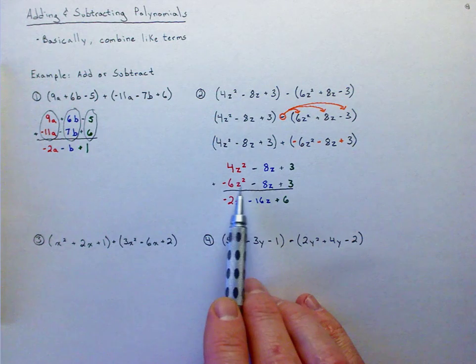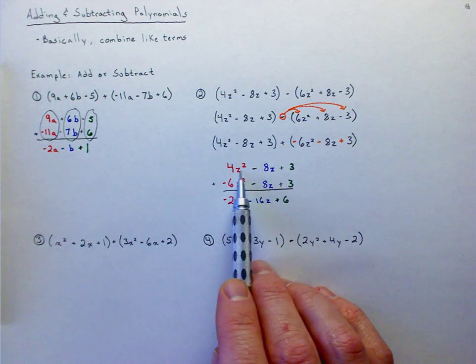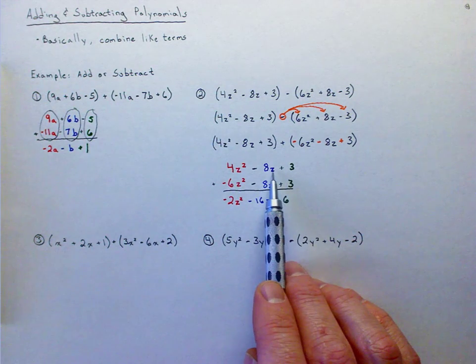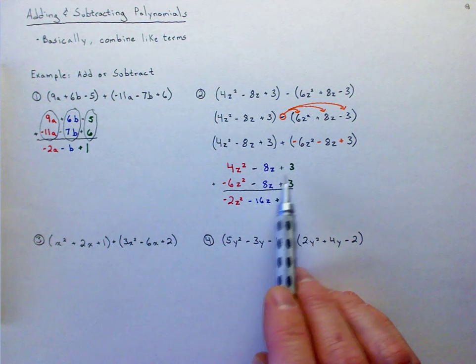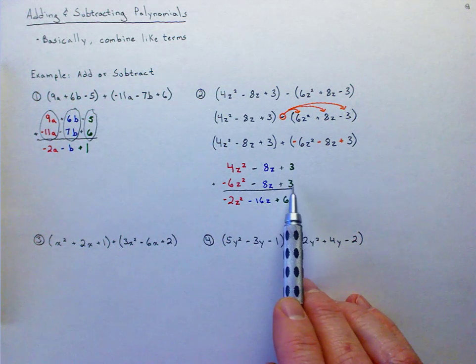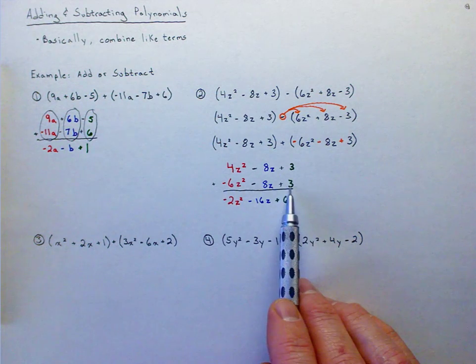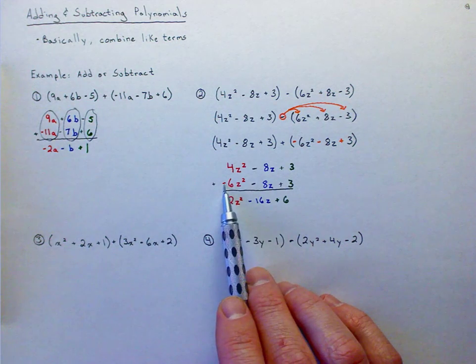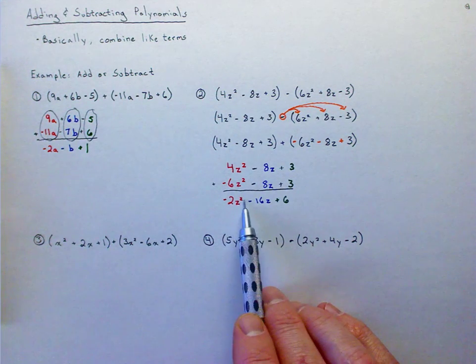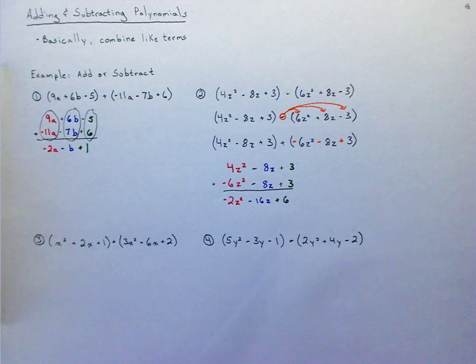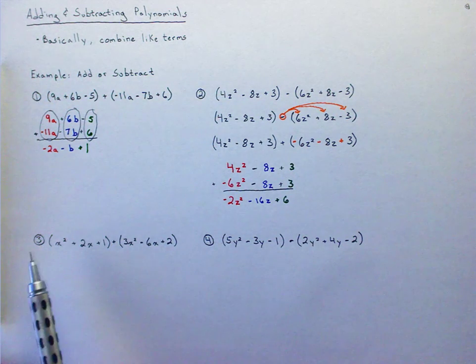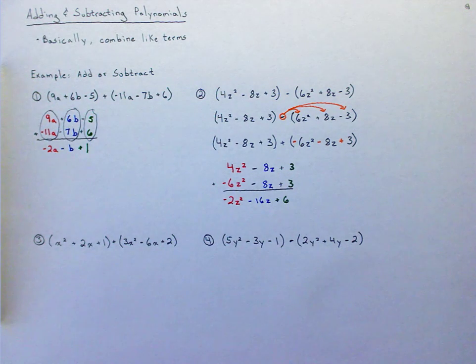I labeled all the terms with z, or I color-coded them red, that contained z squared. For the terms that contained z, I color-coded them blue, and for my constants, I color-coded them green. Now I just add them together. 4z squared plus a negative 6z squared is a negative 2z squared, and so forth. So what I would like for you to do is pause the video and work the next two examples. Let's see if we get the same answers.